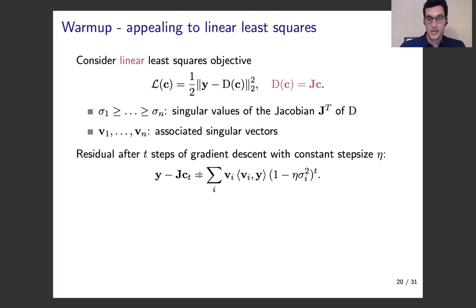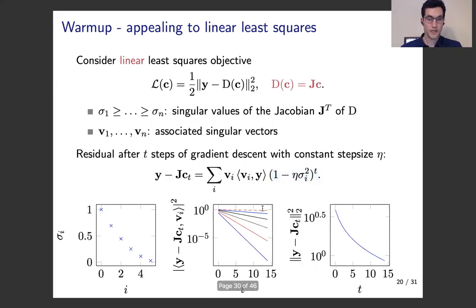What this result tells us is that different components of the signal would be this. Here y is our signal that we fit. If we take the inner product with these singular vectors, then we get different components of the signal. And different components of the signal are fitted at different rates. For example, if some singular value is very large, the corresponding component gets fitted very quickly. And if a singular value is very small, the component gets fitted much slower.